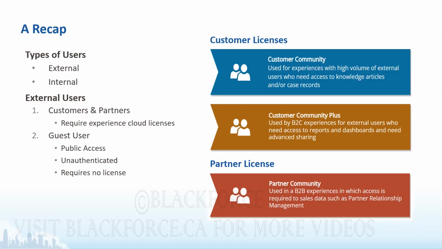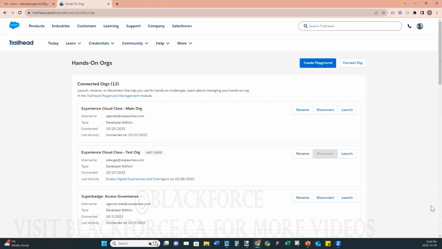Then the types of licenses that we're going to be focusing on. Under the customer licenses are the customer community license, the customer community plus license, and then under partner license is the partner community license. So I'll want to head into the org to show you these licenses. So we'll launch our main org.